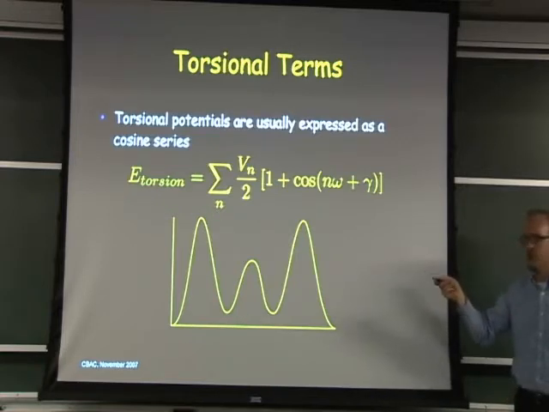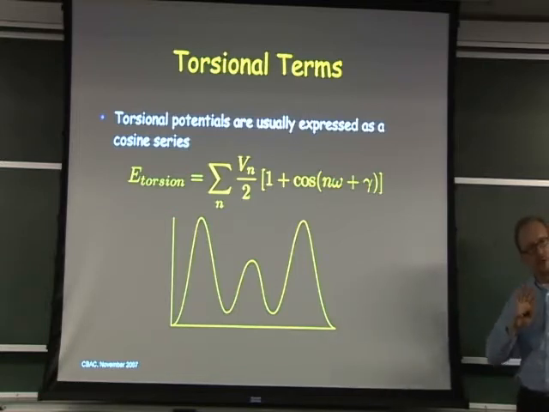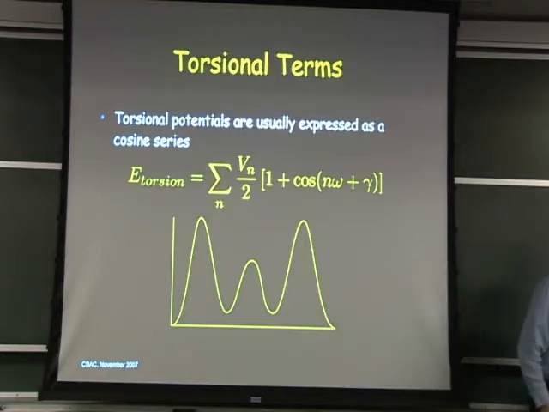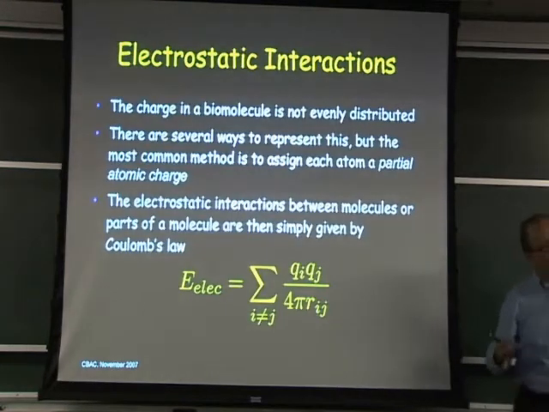Maybe these peaks correspond to an energy of 1 to 2 kcal, and they're going to have some periodicity that is best described using a cosine series. Okay, so these terms are small. They don't contribute greatly to the overall dynamics of the system, but they're important for getting the equilibrium structure. Okay, so that's the last of the bonded terms.